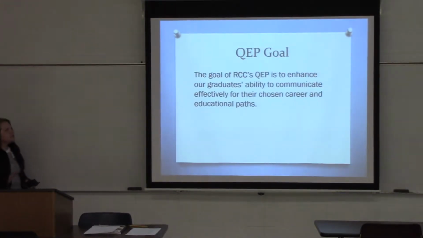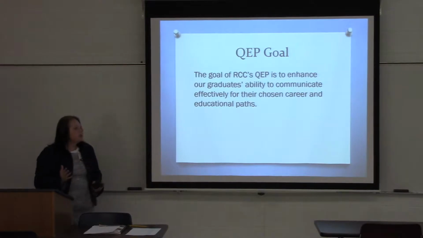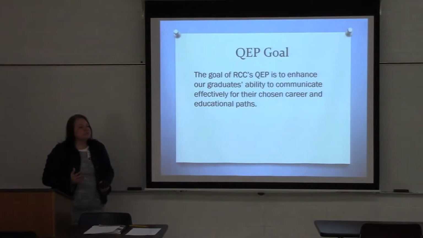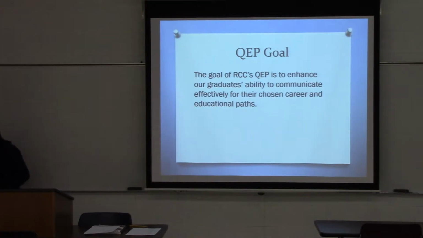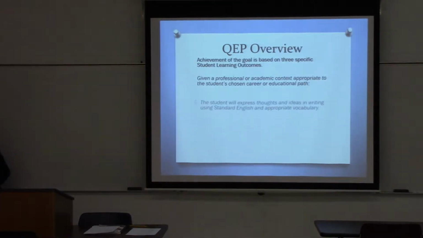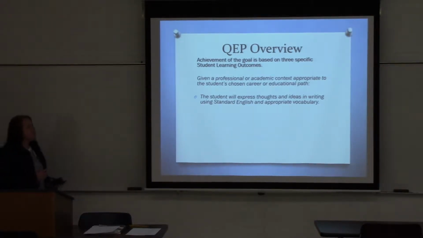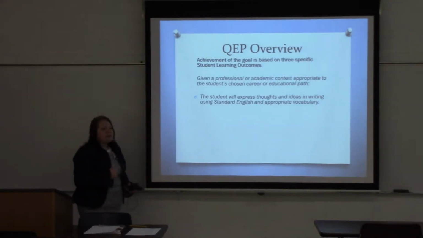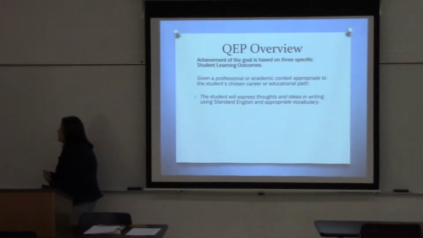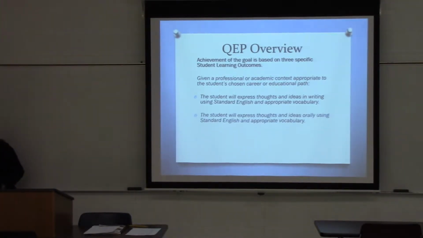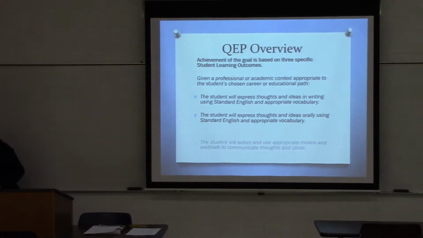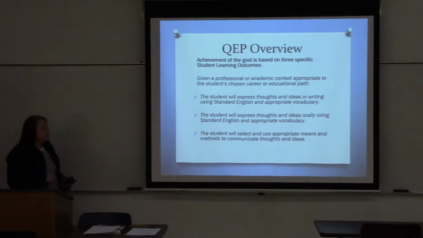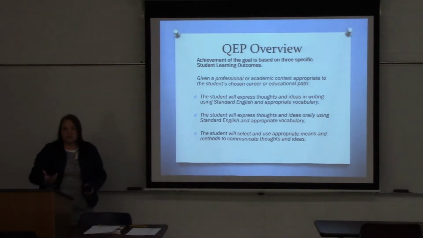So to begin with, let's review our goal. The goal of our QEP is to enhance our graduates' ability to communicate effectively for their chosen career and educational paths. And as we've mentioned previously, our plan drills down to 3 student learning outcomes. Given a professional or academic context appropriate to the student's chosen career educational path, first, the student will express thoughts and ideas in writing using standard English and appropriate vocabulary. Second, the student will express thoughts and ideas orally using standard English and appropriate vocabulary. And third, the student will select and use appropriate means and methods to communicate those thoughts and ideas.